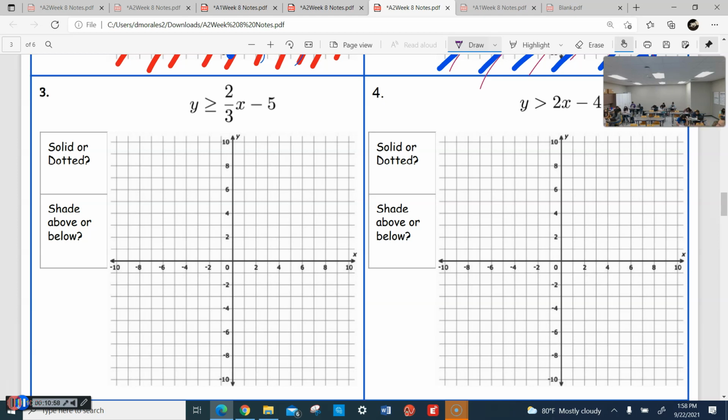Alright, so y is greater than or equal to 2/3 x minus 5. The greater than or equal to tells me I should have a solid line. And the greater than also means I'm going to be shading above, correct? Yes. Alright. My y-intercept is at -5. So I go to -5 on the y-axis and plot a point. My slope is positive 2/3. That's up 2 over 3. Up 2 over 3. Up 2 over 3. And I can follow it in reverse as well.